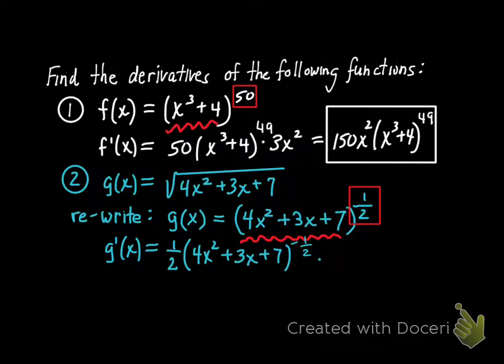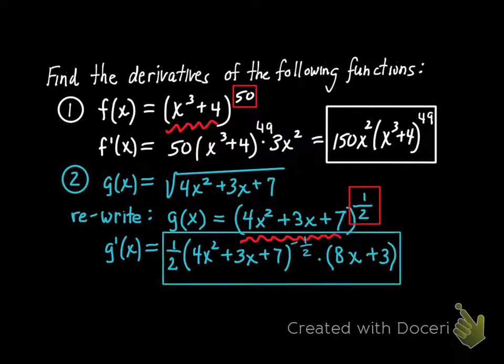8x plus 3. I agree with. Here is the final answer to number 2. So I'm taking the derivative of the outside function without disrupting the inside function, then simply multiplying that by the derivative of the inside function. Again, chain rule is used when you have scenarios of composition functions.